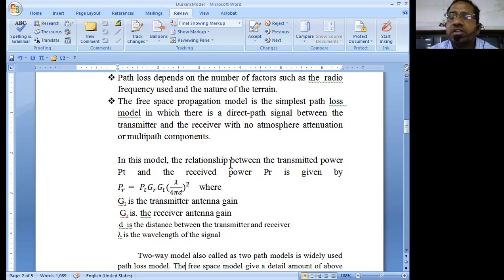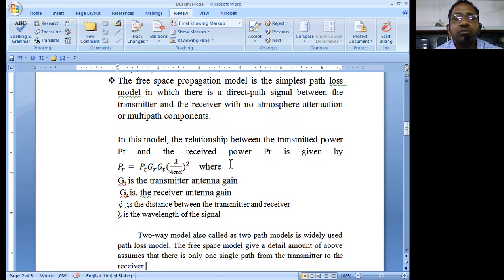The free space propagation model is the simplest path loss model. Free space propagation means no obstacle. It is the simplest path loss model, in which there is a direct path signal between transmitter and receiver. That is line of sight propagation, with no atmospheric attenuation or multipath components. When the channel is totally free space without any terrains or obstacles, there is no question of any multipath components at the receiver side. That is the simplest model.